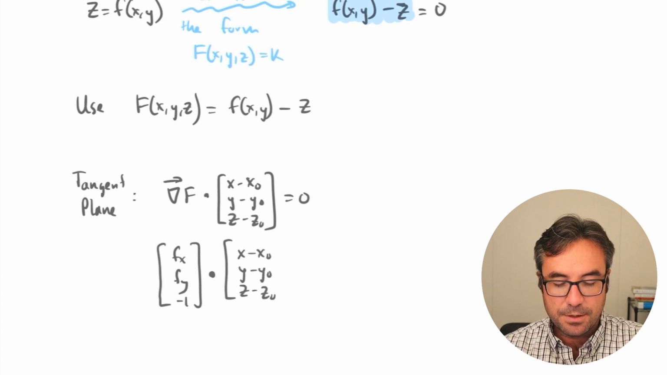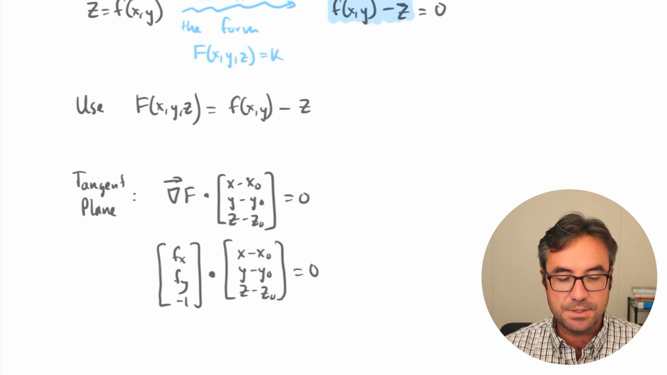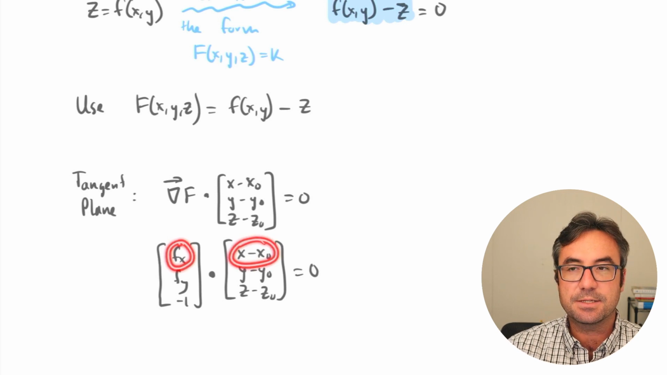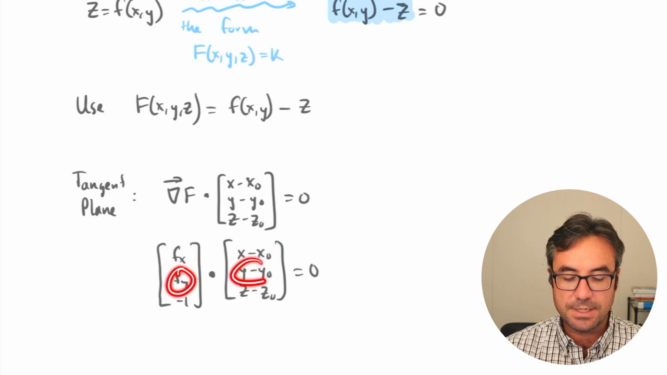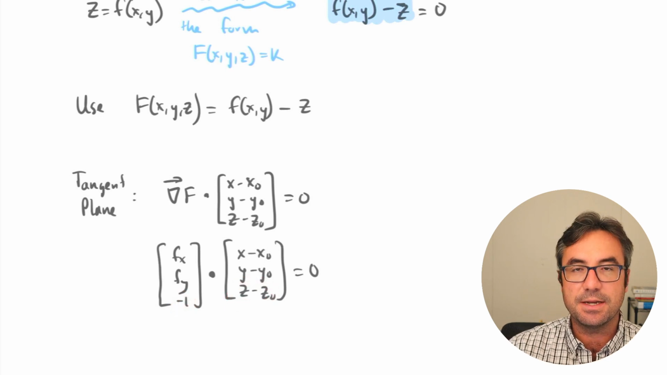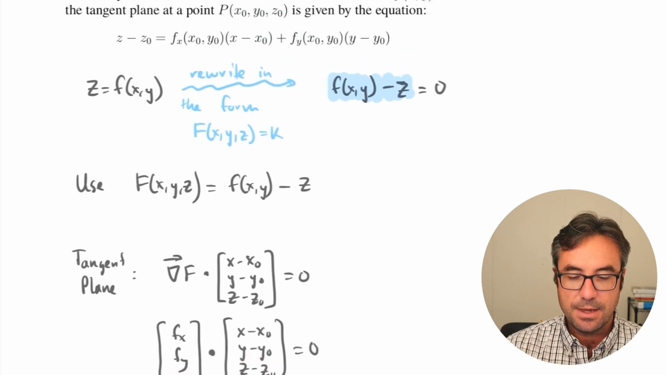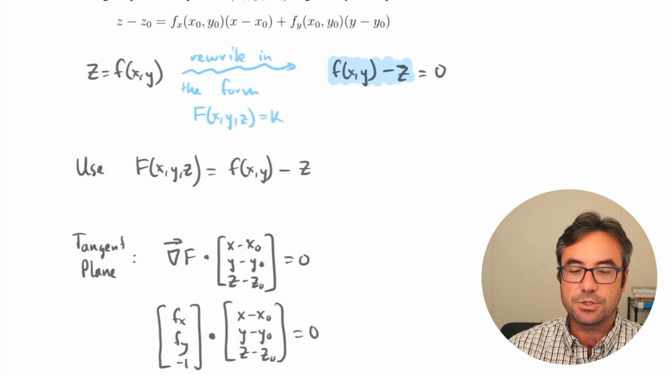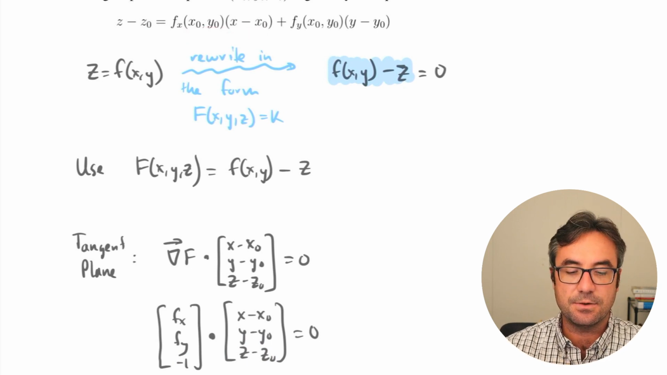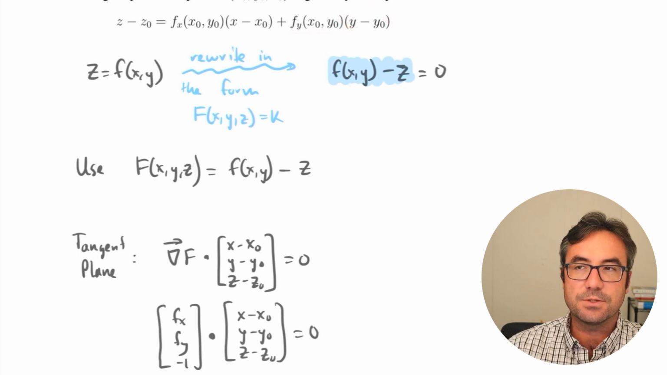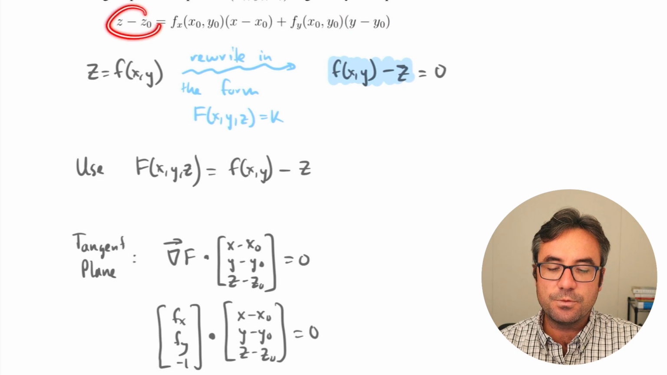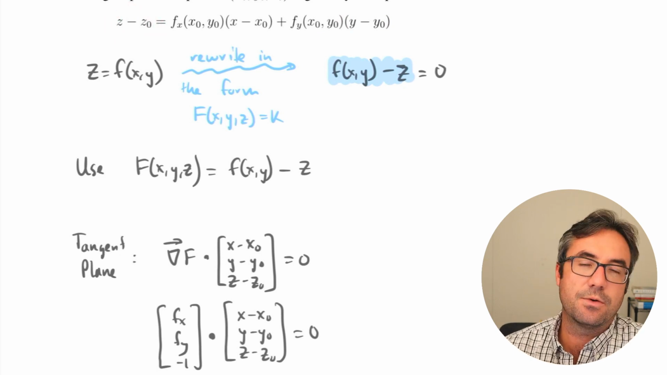And so if we look at this dot product set equal to 0, what are we going to get? We're going to get the x partial times x minus x0, the y partial times y minus y0, and then minus 1 times z minus z0. And that's precisely what we end up with: f partial x times x minus x0, f partial y times y minus y0, and then we just end up with z minus z0, and we've just moved it over to the other side so that we don't have the negative.